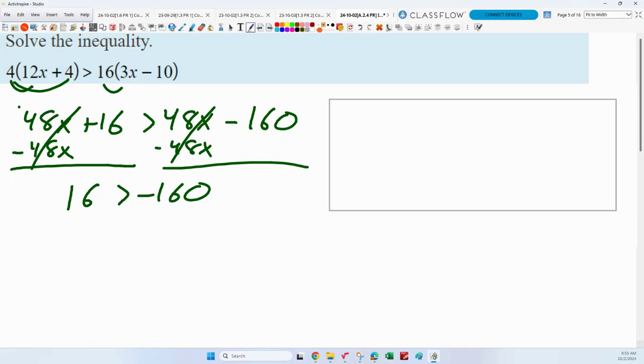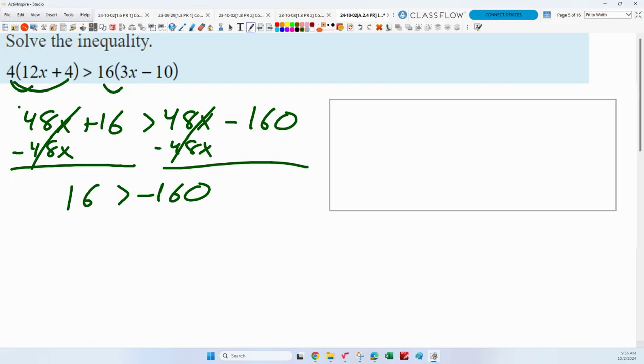No solution? Everybody got a different idea? So what would it be then? Is that true or false, everybody? True. That's true. 16 is greater than negative 160. So if the variables go away and I get a true inequality, just like a true equation, what is that probably implying? All numbers will work, right?